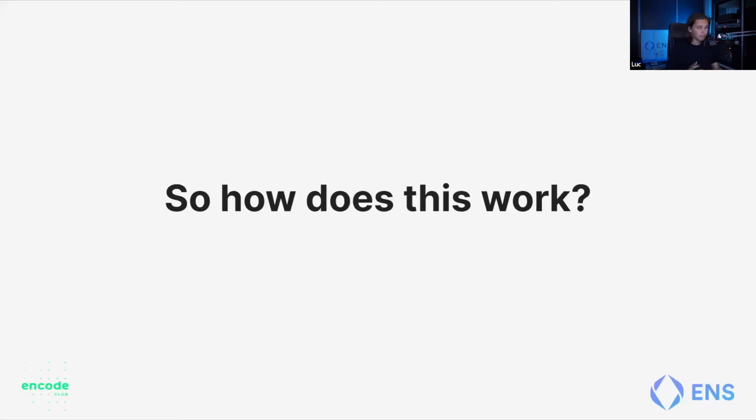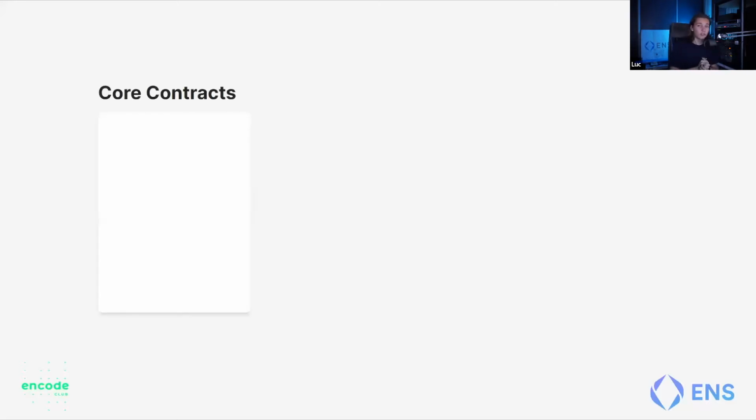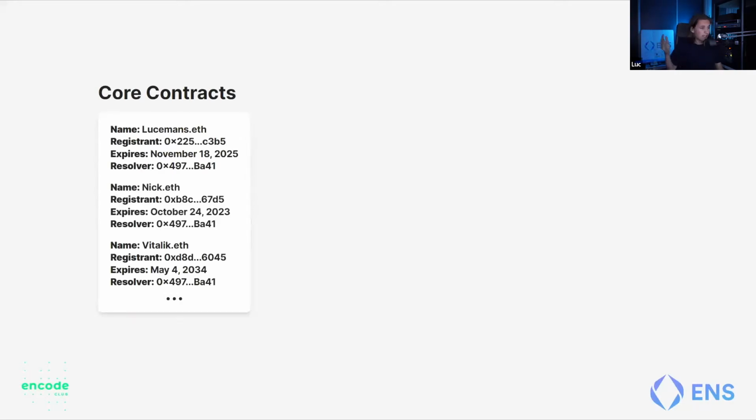ENS has a ton of little smart contracts. One of the core contracts looks around about like this, and the data that it stores is very simple. For every name, it stores the name, makes sense. The registrant, 0x225, F1373, okay, that. When it expires, November 18th in this case, 2025, and the resolver, an address where it can go to fetch the key value pair information. So it stores that for me, it stores that for Nick, it stores it for Vitalik, and it stores it for everybody else who has an ENS name.